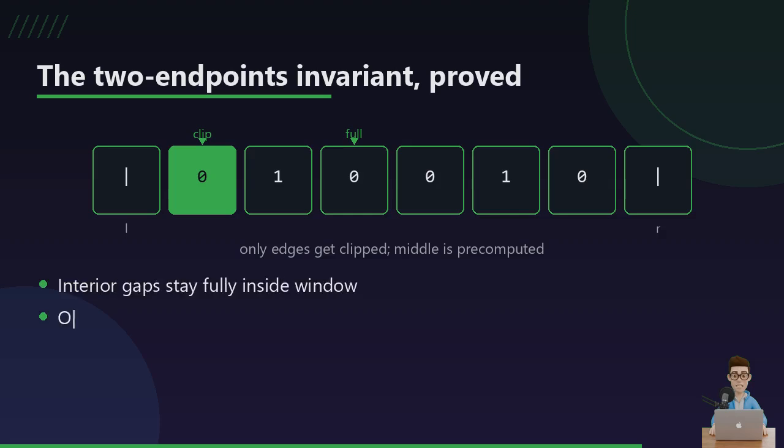The correctness hinge: any candidate strictly between I0 and I1 has both flanking zero runs fully inside L to R, so its precomputed gain is exact. Only the extreme two can straddle a boundary. That reduces per query work to two clamped evaluations plus one idempotent range max. No more special cases exist.